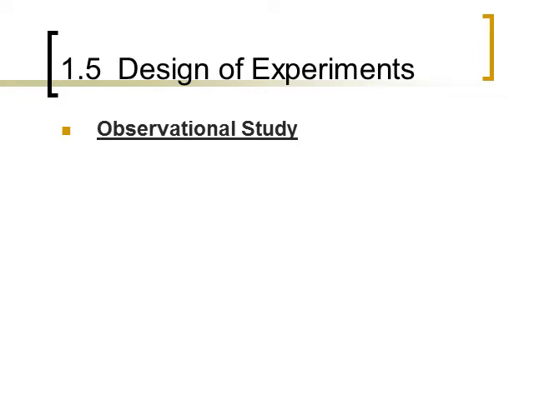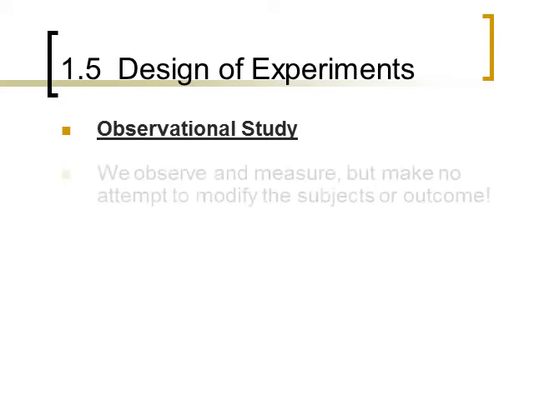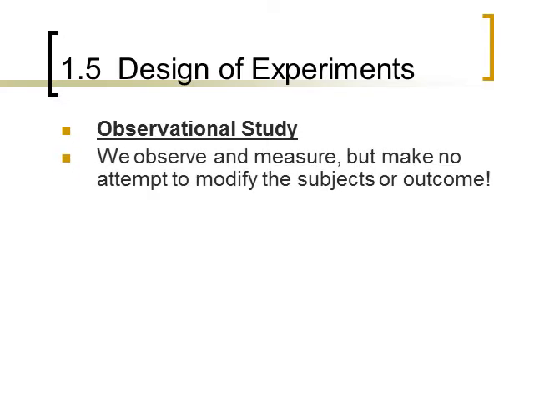When we design our study, we have two different types. We have observations and experiments. And so on your test, you'll need to be able to identify which one was used in a particular situation. In an observational study, we observe and we measure, but we make no attempt to modify. So we're not changing the subjects or the outcome in any way when it's an observational study.